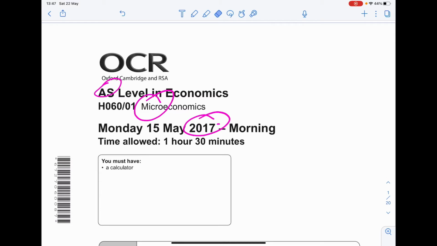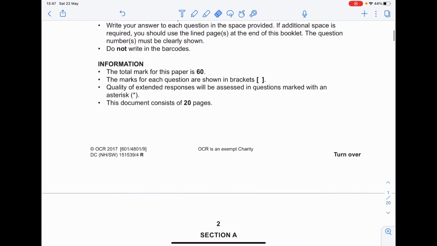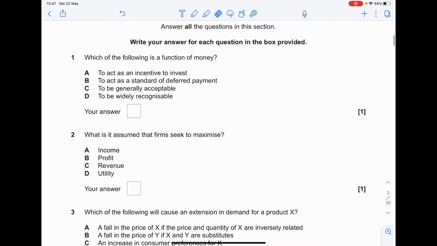Let's take a look at the AS Micro for OCR 2017. Going to look at the 15 multiple choice questions. Now, money is something that you often do at the start of the course, and it's often forgotten about because it's just a very small section.